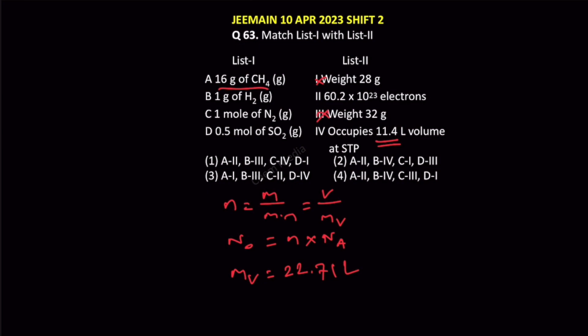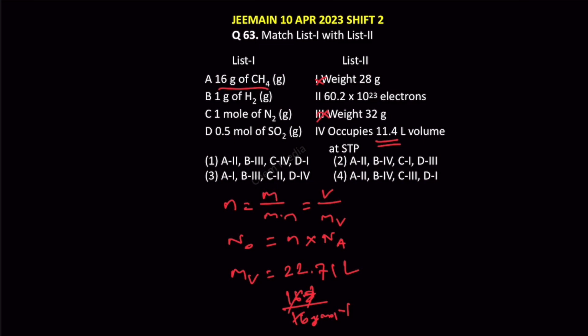In 16 gram of methane, how many moles of methane will be there? We will have 1 mole, isn't it? Because mass is given 16 gram. Molar mass of CH4 is 16 gram per mole, 12 plus 4. So that means we have 1 mole. So 1 mole means we should have 22.71 liter. So therefore we can compare that with 4.